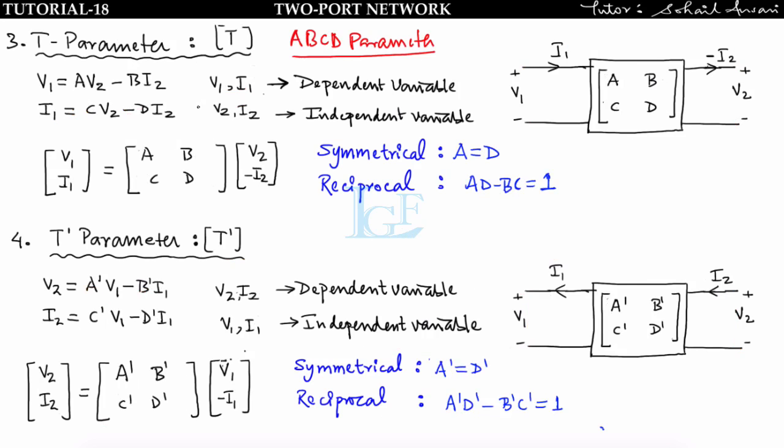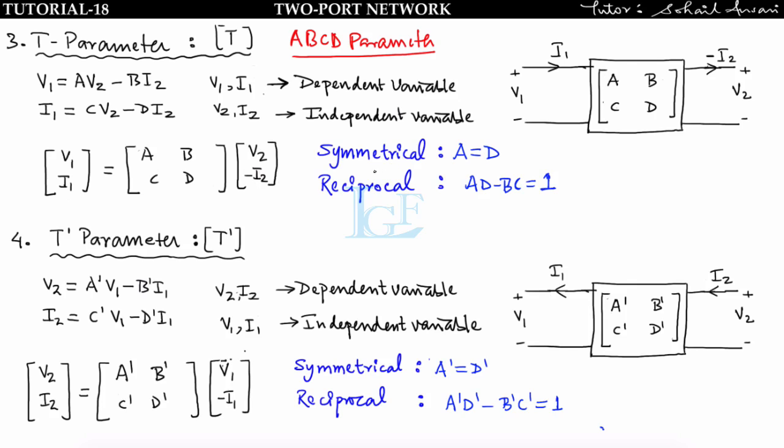However, in ABCD parameters the direction of I2 is reversed. That's why we are replacing I2 as minus I2. So if you replace I2 as minus I2, you will get minus. In matrix form also we can represent V1, I1, this is the sending end voltage and sending end current, and V2, minus I2, this is the receiving end voltage and receiving end current.